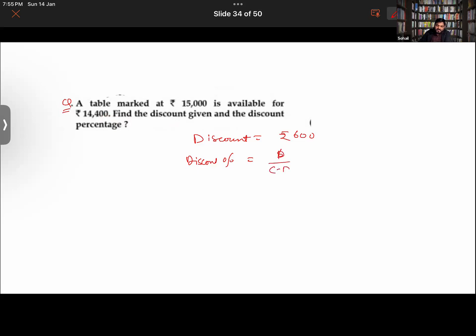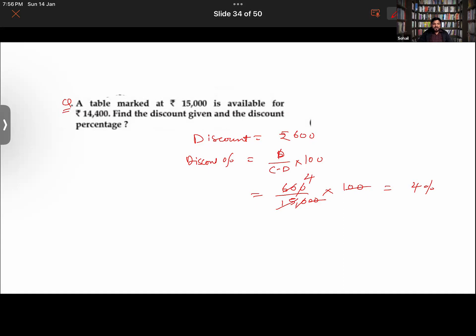Discount upon cost price multiplied by 100. Discount is 600, cost price is 15,000 rupees. Multiplied by 100. Cancel these two zeros, this one, this one. 15 fours are 60. Thereby 4% is the discount percent. Getting it, no? Yes, sir. Sir, I missed the zero. I accidentally wrote 15. Okay, no issue.